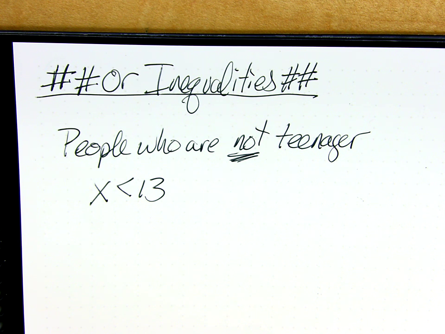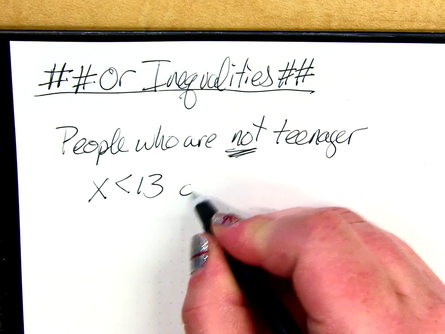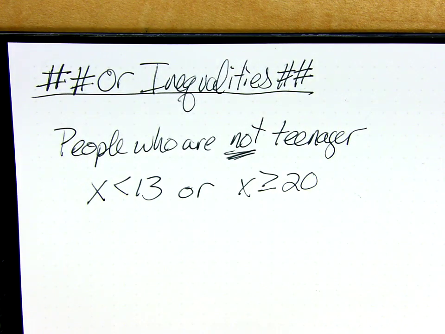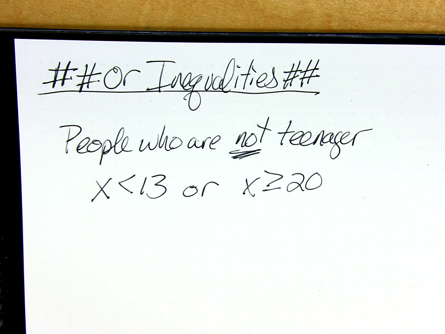or more than 20? Or, now can they be 20? Yes, 20 and older. So, or people who are 20 years or older. There are no numbers that fit both of these at the same time. You can't give me a number that's less than 13 that's also greater than or equal to 20. It doesn't exist. So if this were an "and", it would have no solution. But because it's an "or", I've got a solution here, right?